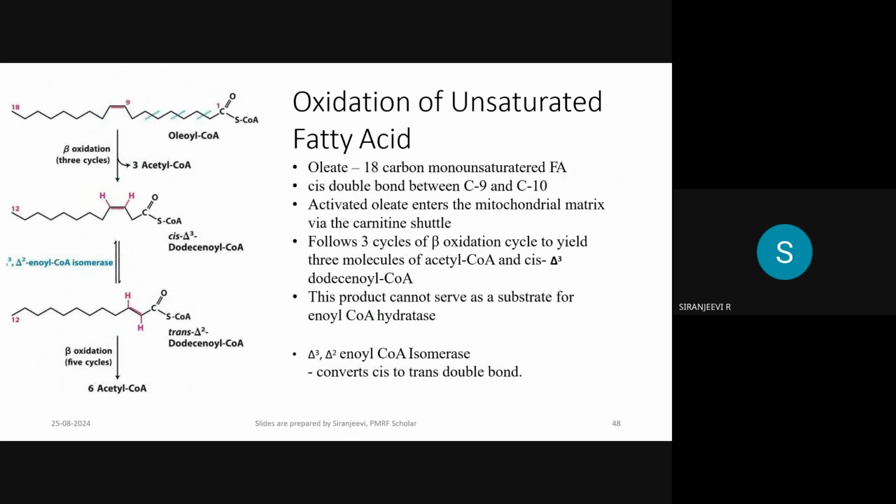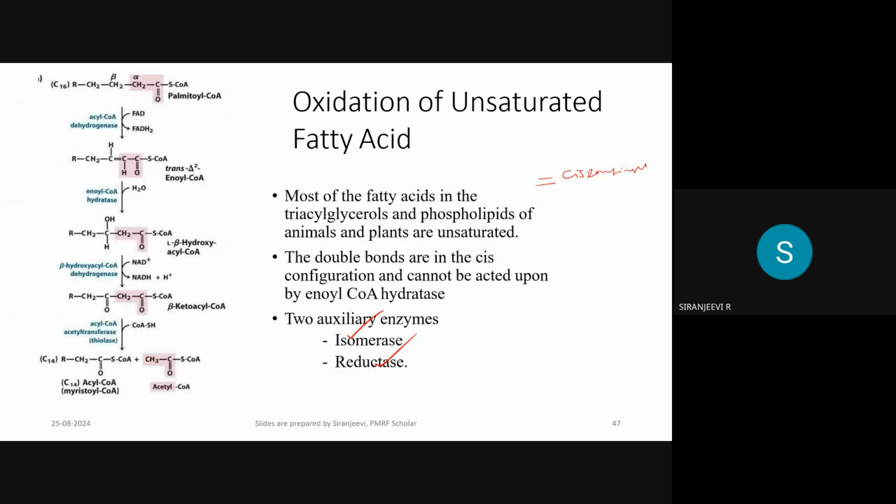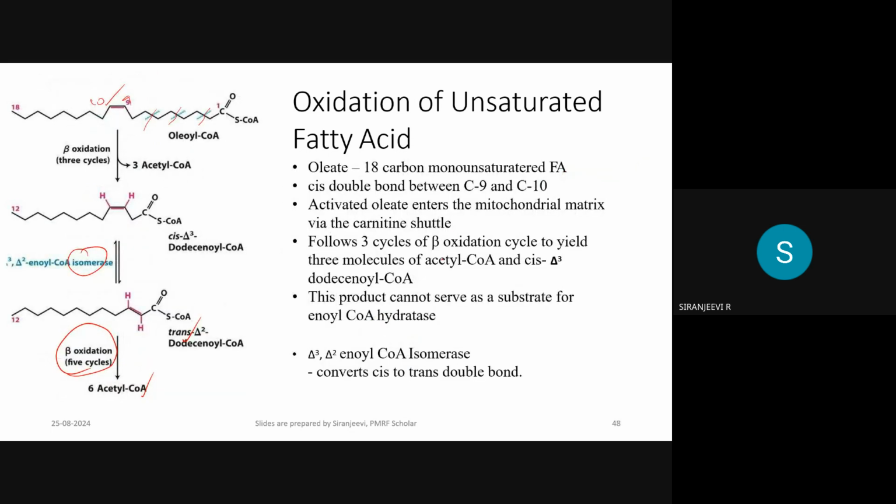Here, one of the unsaturated fatty acids is oleate, which has the double bond between the 9th and 10th carbon. Till the ninth carbon, that means three rounds of beta oxidation will take place, and finally it forms a structure called cis-delta-3 dodecenoyl CoA. This dodecenoyl CoA undergoes the isomerase reaction. Then this cis configuration will be converted to a trans configuration. Then it comes back to beta oxidation for 5 cycles. Then 6 acetyl CoA will be formed. There is another enzyme called the reductase that acts whenever there are more than two double bonds, that is, in polyunsaturated fatty acids.